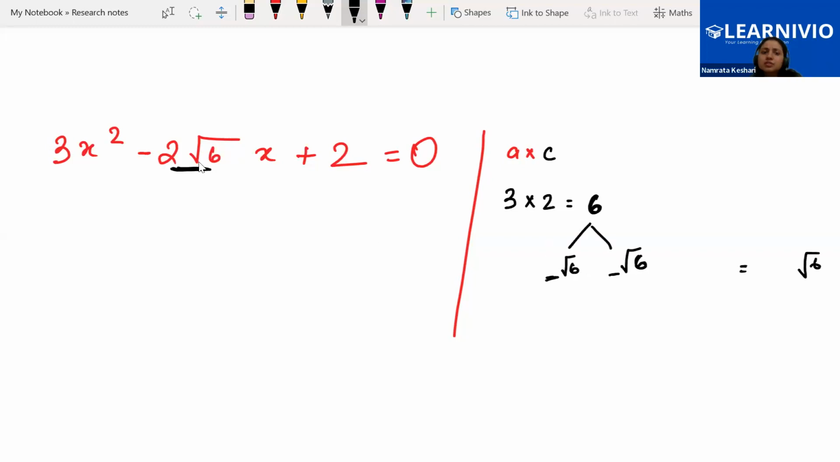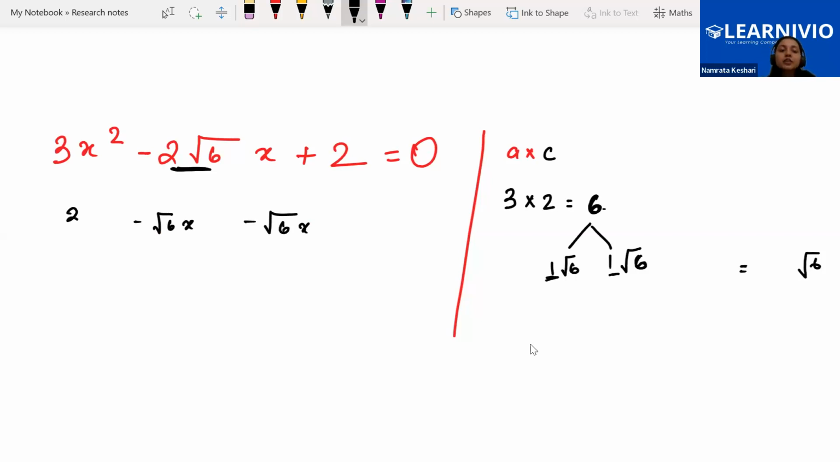So can we say it is just root 6? 1 root 6 and 1 root 6 will make 2 root 6, right? Yes, root 6 multiplied with root 6 is just 6, and added together it is 2 root 6. But we are having minus 2 root 6. So what are we going to take? Both will be positive, or both will be negative? Both of them will be negative.